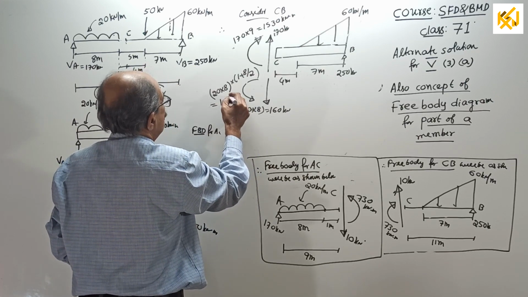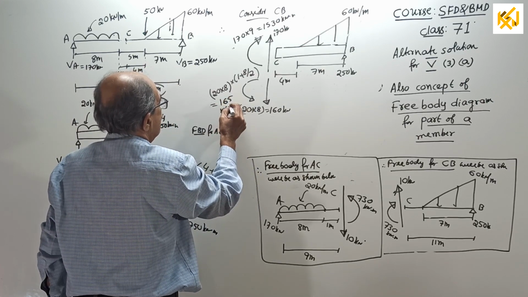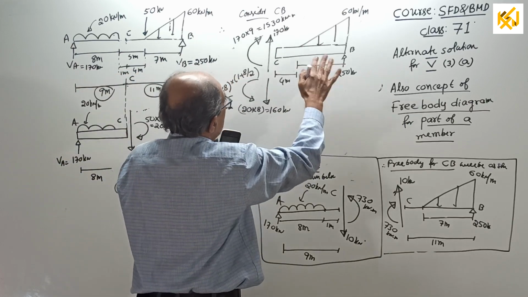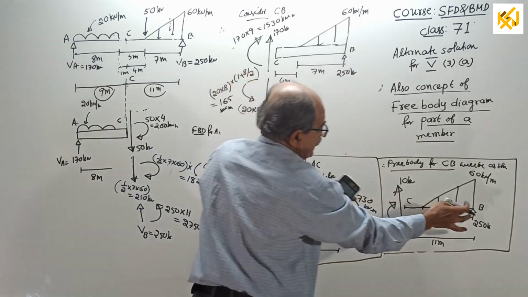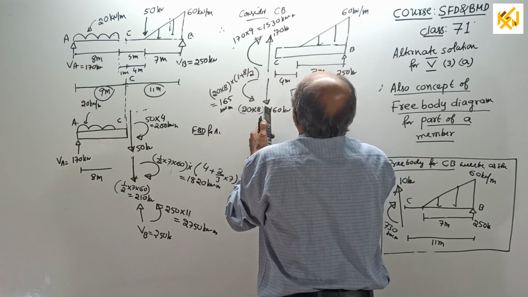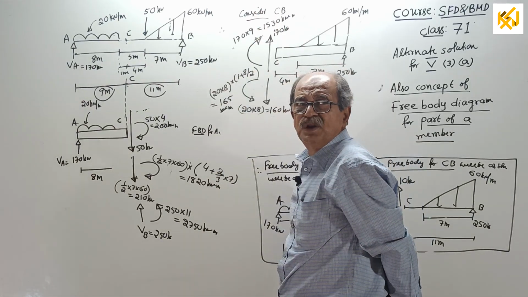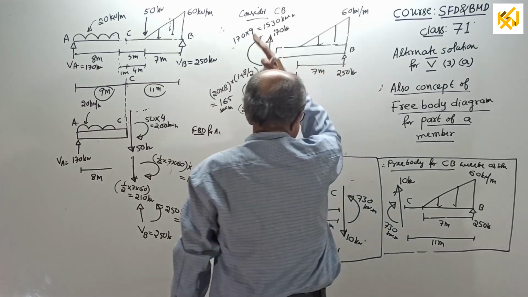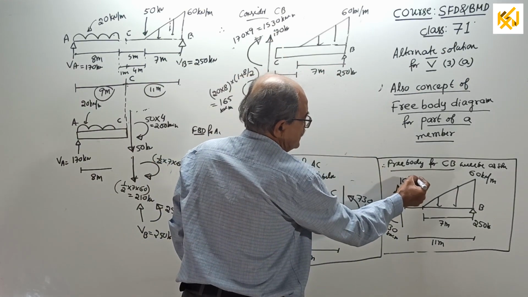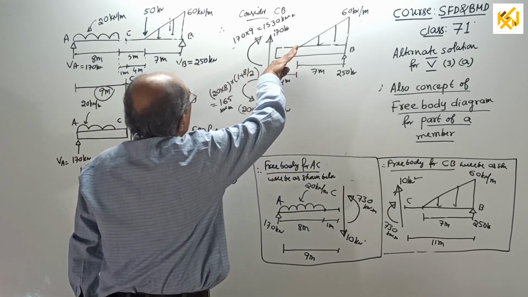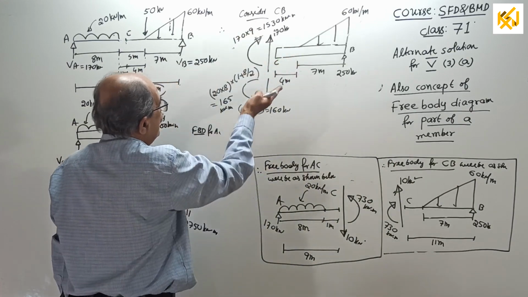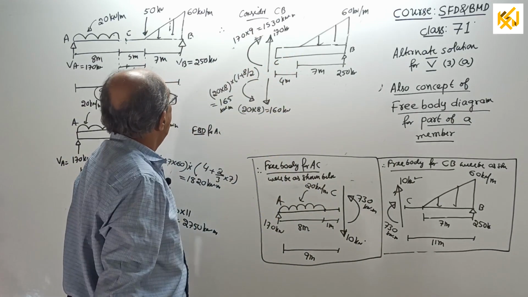165 kilonewton meter. Therefore, if I write the free body here, I write everything here. On this side, you see, 170 up, 160 down. 170 up, 160 down is 10 up. Oh, luckily, the answer tallied. Then, clockwise 1530, anti-clockwise of how much?